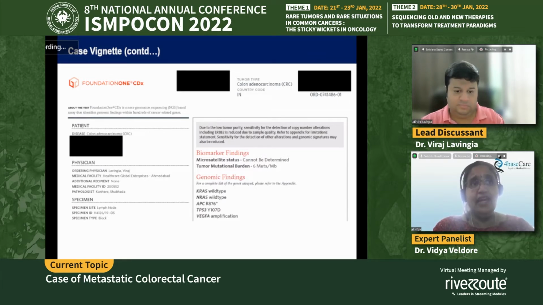In addition to this, NGS provides the most comprehensive solution to all the biomarkers which are actually required in a metastatic colorectal cancer workup in general. Starting with all RAS testing, KRAS, NRAS, and then BRAF, along with that you can get HER2 amplification, and you can also get the TMB and the MSI score.